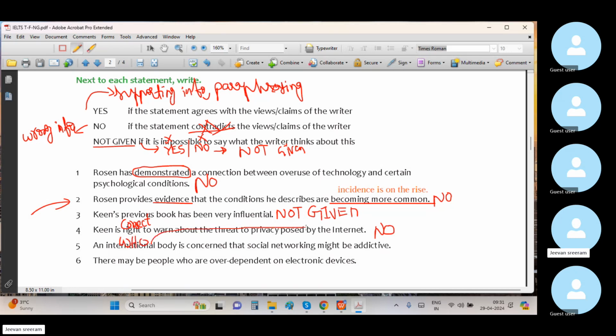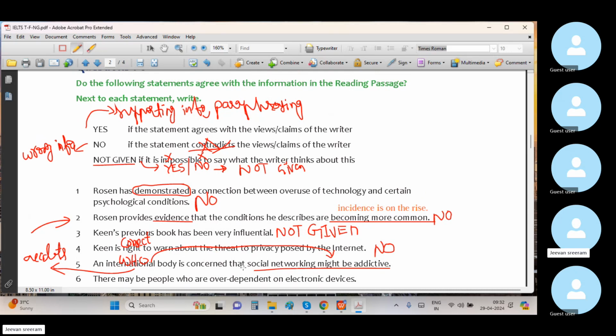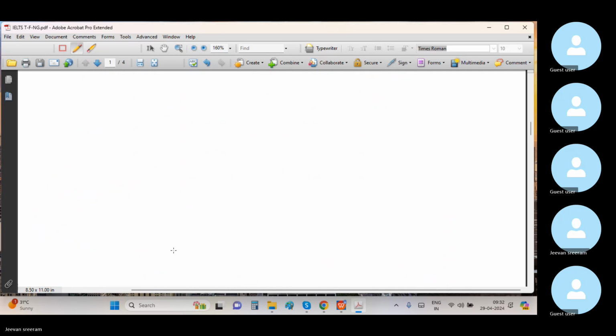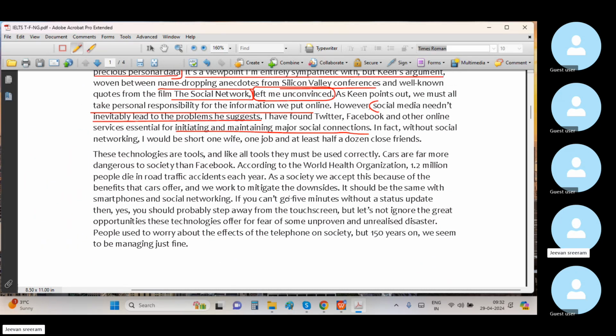Has WHO really been concerned about the addictiveness of social networking sites? No, WHO has actually spoken about something else. It has actually spoken about accidents, right? Have you got my point, buddy? Not given.